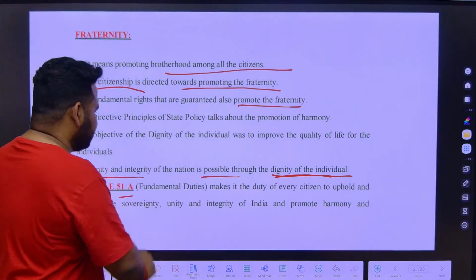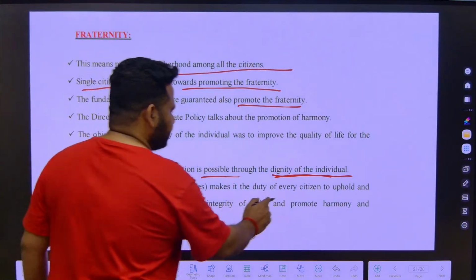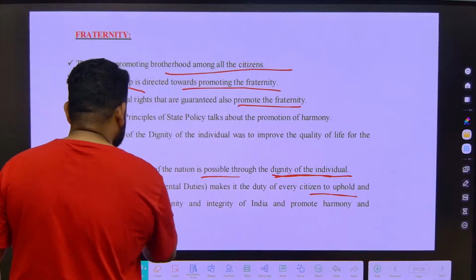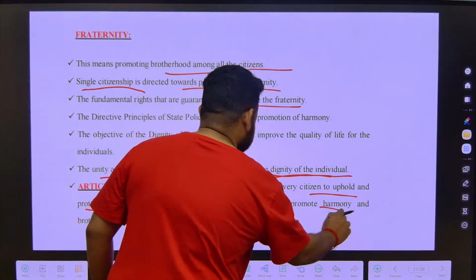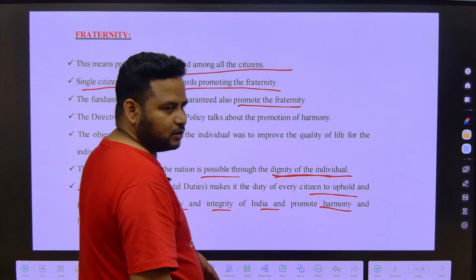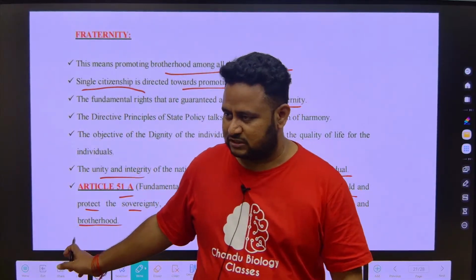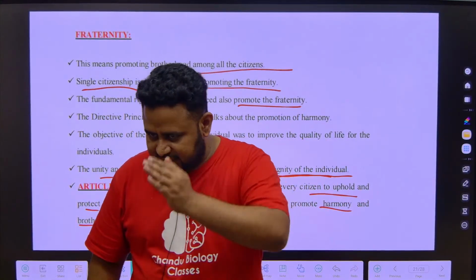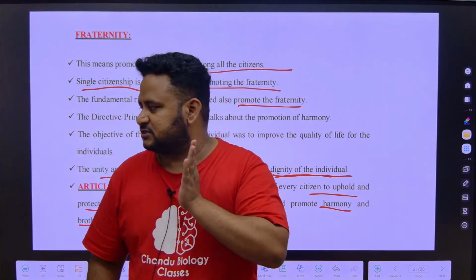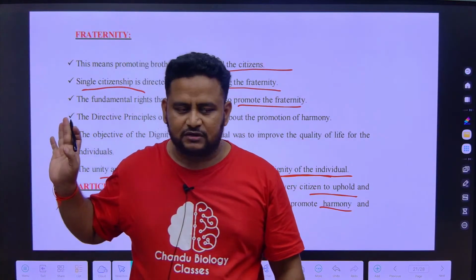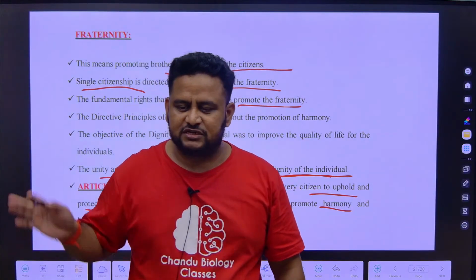Now, Article 51A, fundamental duties, makes it the duty of every citizen to uphold and protect the sovereignty, unity and integrity of India and promote harmony and brotherhood. When I talk about fundamental duties, I will tell you about this. Fundamental rights, then DPSP, then fundamental duties. So these are all the things that promote fraternity. Even the preamble promotes fraternity. Understood?